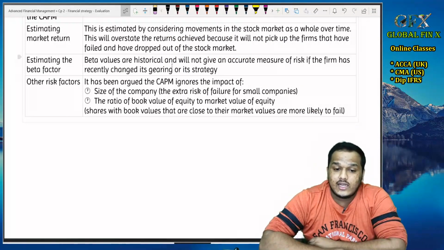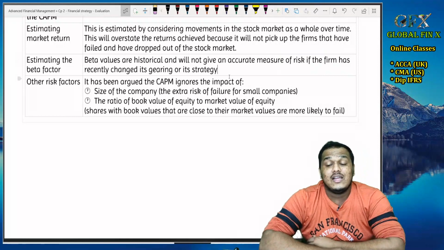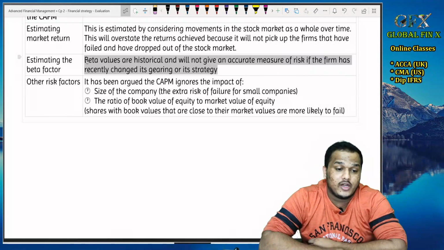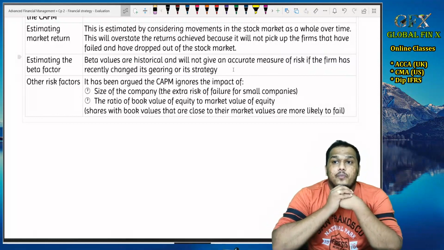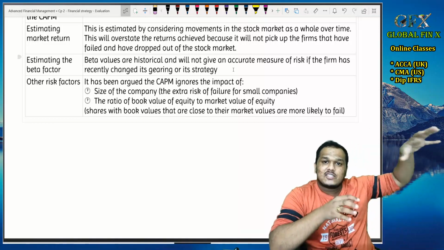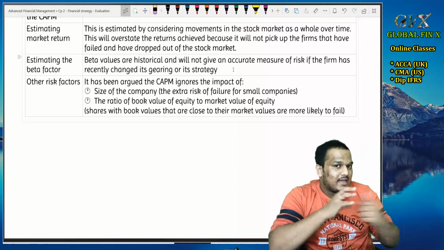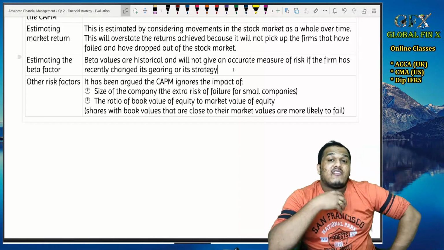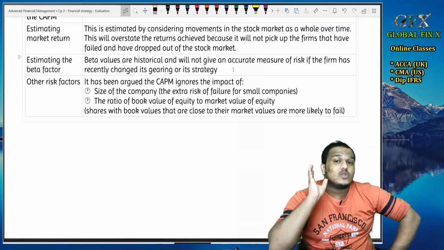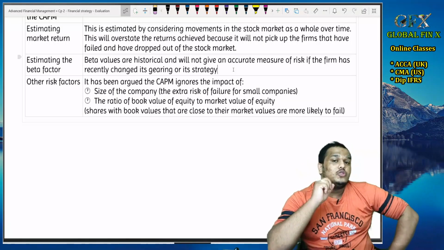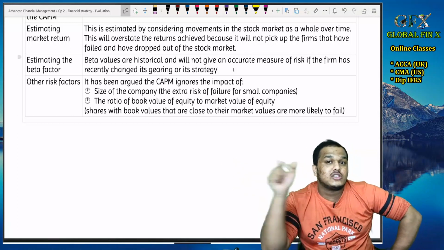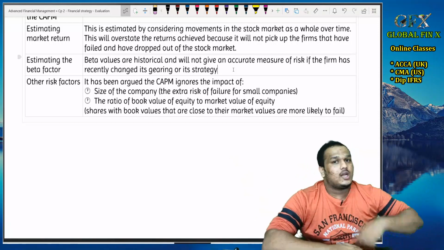Beta values are historical and will not give an accurate measure of the risk if the firm has recently changed its gearing or its strategy. Again, this is a very important point. What does it mean, sir? See, for example, to calculate beta, I have to consider past changes in the market and past changes in my stock. What if today we have appointed a new CEO and this guy is crazy good? He's better than Sundar Pichai. Now you tell me, will the past track record beta be considered for the future actions of this CEO? Obviously not. That is another problem.